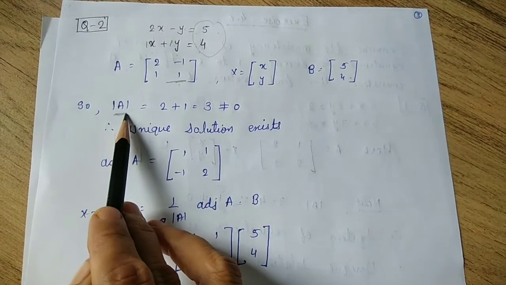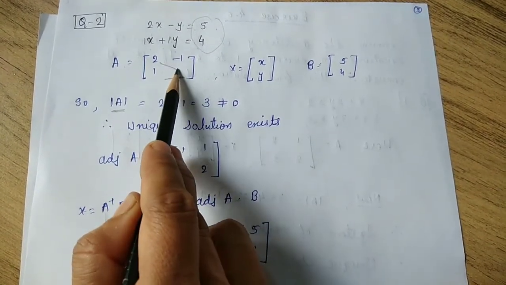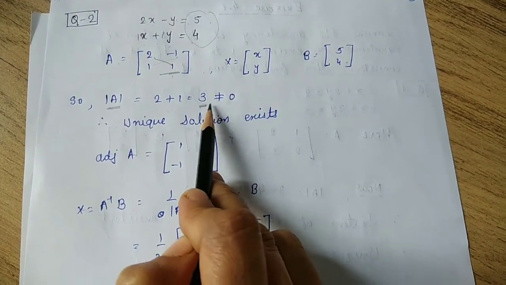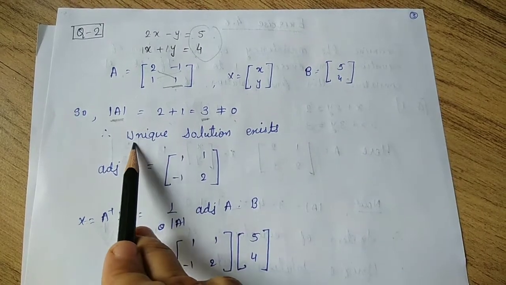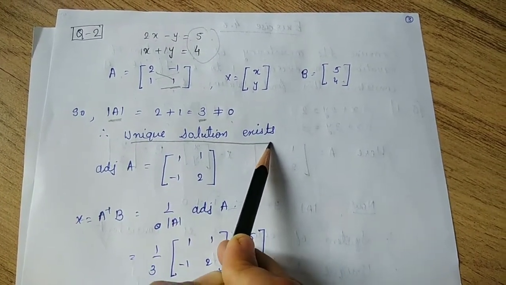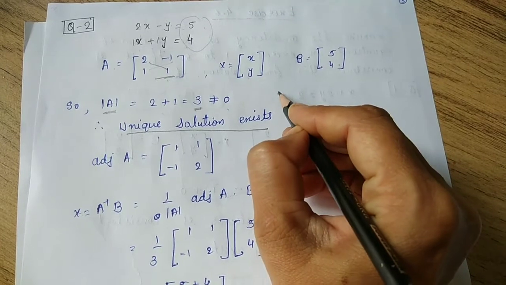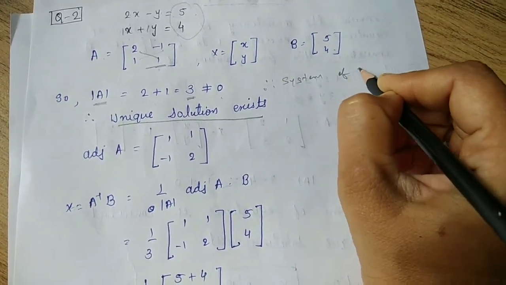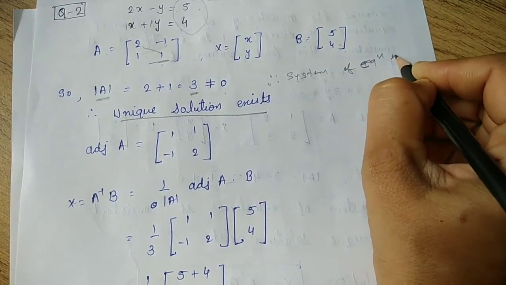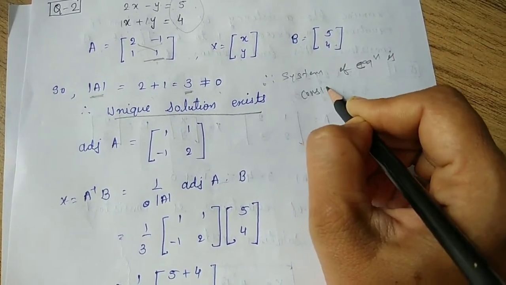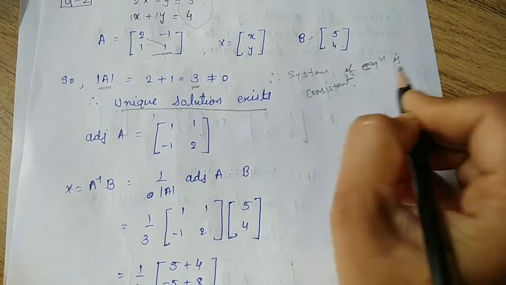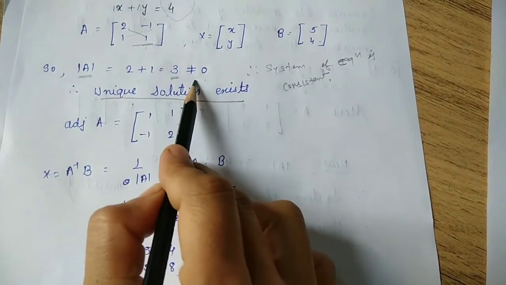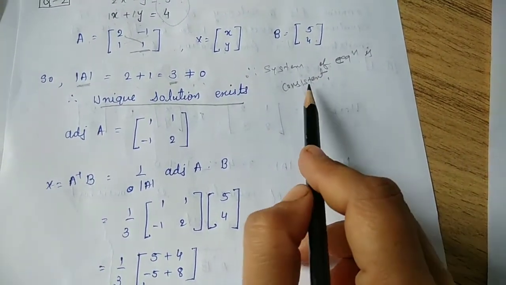So the determinant of A will be 2 ones are 2, minus minus plus 1. That is equal to 3, which is not equal to 0. Therefore, a unique solution exists. And if consistency is asked, what will we write? Therefore, the system of equations is consistent. Right students, if we are asked to check consistency, what will we write? It is not equal to 0, so the system of equations is consistent.